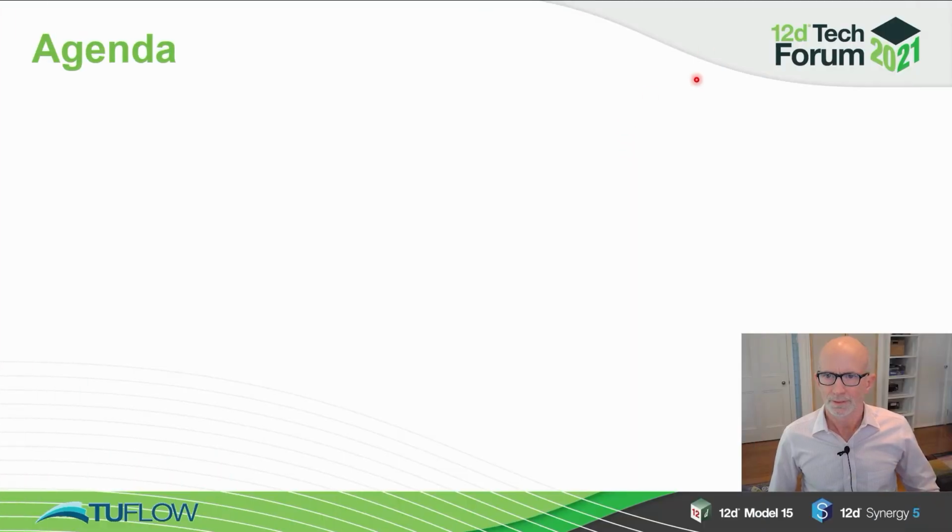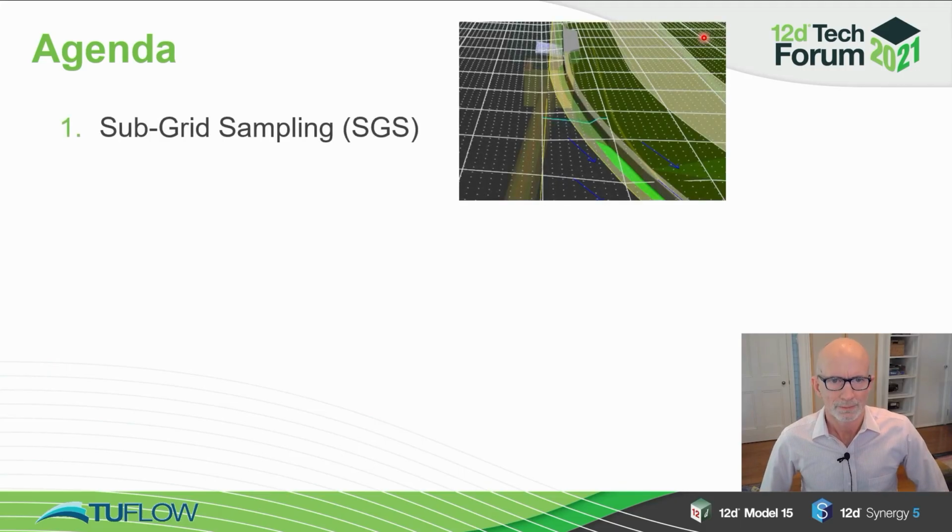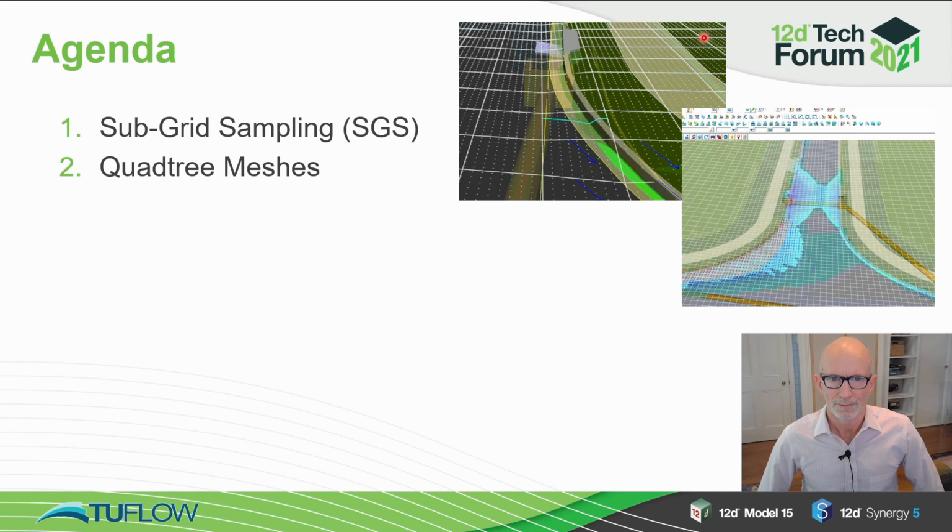The agenda for today's presentation is two big ones, which is the Subgrid Sampling feature and the Quadtree Mesh feature. Both of these have really allowed us to improve how we model our urban areas, but also catchments and other things. They are really a game changer to the hydraulic modeling of surface flow.